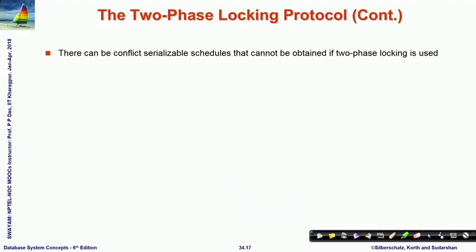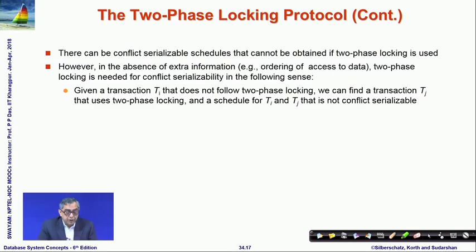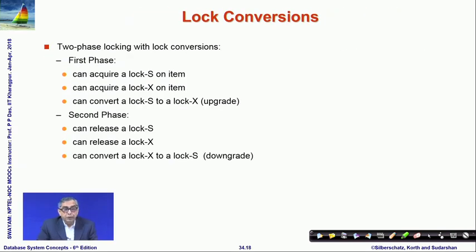So, the two-phase locking protocol is kind of a sufficiency condition. You could also refine two-phase locking with what is known as lock conversion. That is, in the growing phase, the first phase, you can acquire an exclusive lock, a shared lock, or you can convert a shared lock that you already have into an exclusive lock, which is called the lock upgrade process. Similarly, in the shrinking phase, you can release a shared lock, release an exclusive lock, or if you are holding an exclusive lock, you can make it a shared lock.